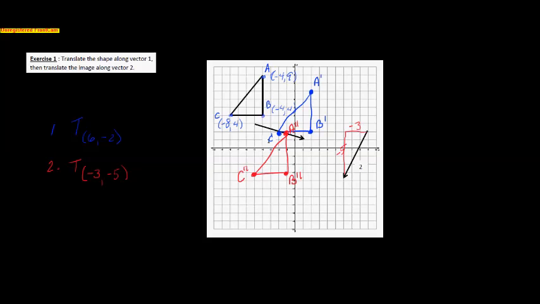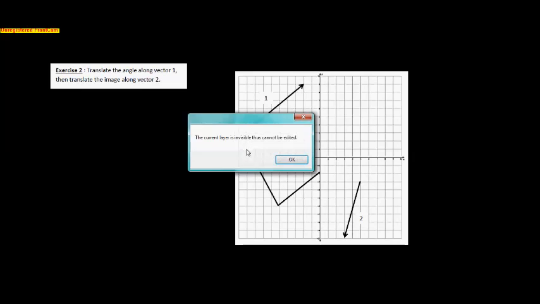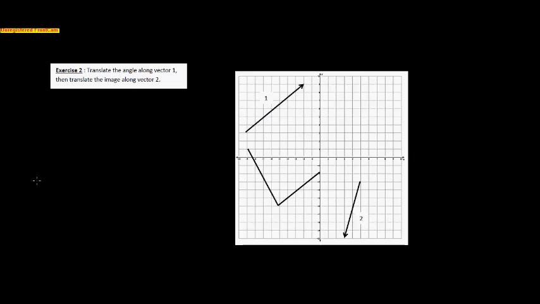Alright, so I'm going to take this one off, and I'm going to put the next one up here. Now instead of a triangle, we just have an angle down here. So this is example 2. I gotta fix my layer here. There we go. This is example 2, and I'm just going to put points at the ends and at the vertex there. I'm just going to label them.